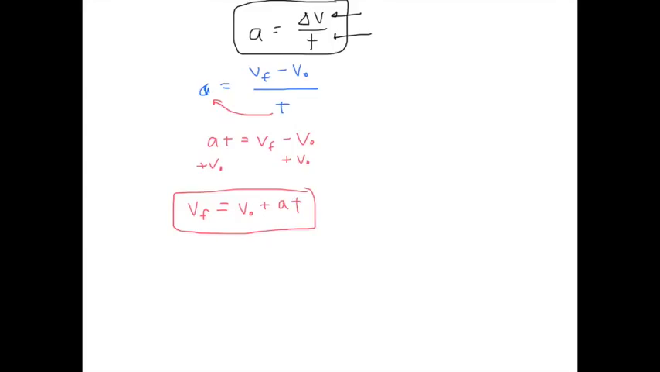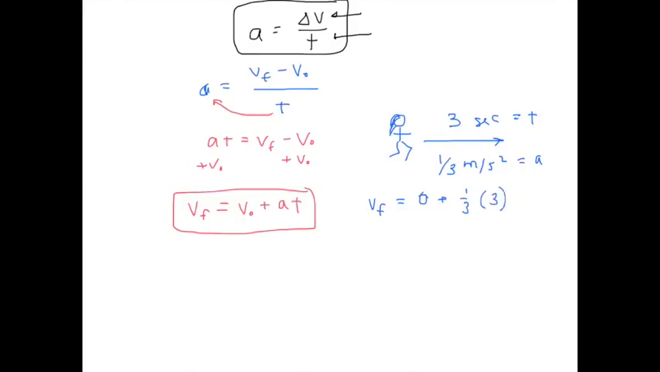So let's take an example. Say we have a person running. It's a girl, and she's running. She starts from rest, and after 3 seconds, she's been accelerating at a rate of 1/3 meters per second squared. That's a. And of course, the 3 seconds is time. Let's plug this into the equation and see how it works. So her final velocity is going to be equal to her initial velocity, which is 0 because she was at rest, plus acceleration 1/3 times time, 3. We can see now that her final velocity is going to be 1 meter per second. So that's the equation we're going to use when we're finding velocity from situations with constant acceleration.